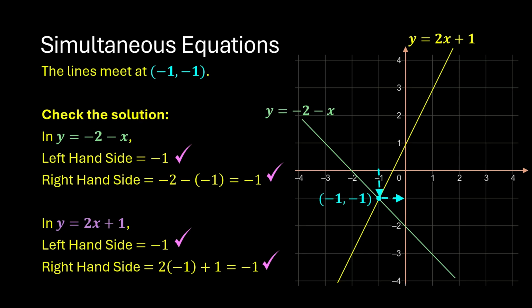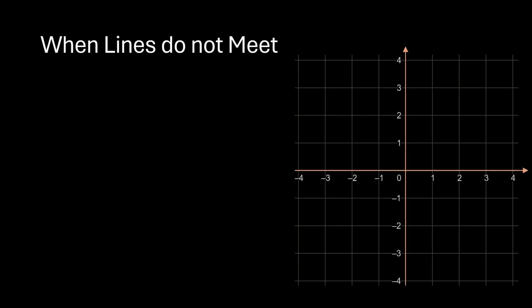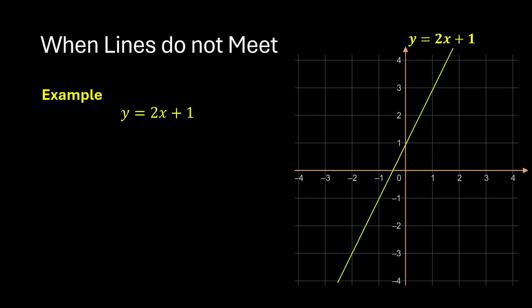Let's now take a look at some examples of some special cases. The first example relates to when lines do not meet. Consider y equals 2x plus 1. Here's the line of y equals 2x plus 1. And here is the line of y equals 2x minus 3. Can you notice something about this?